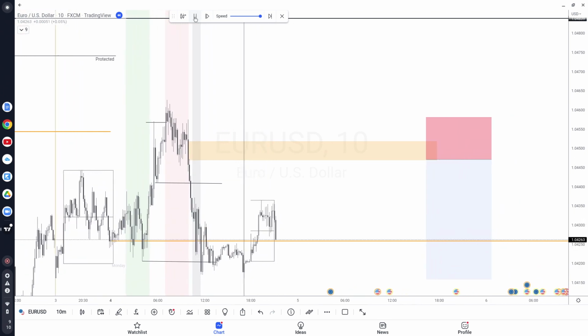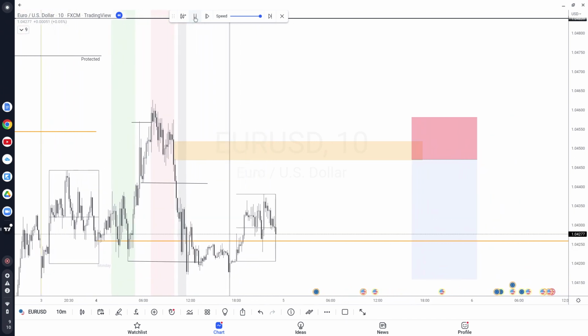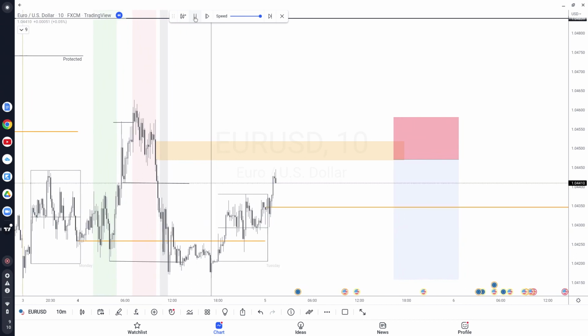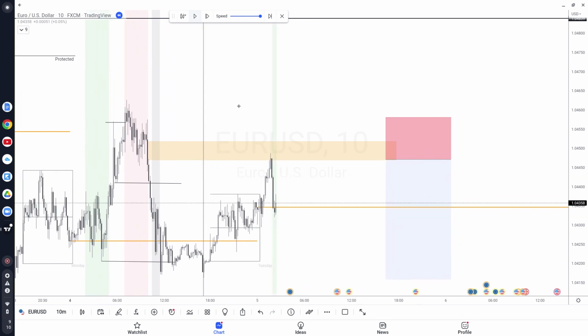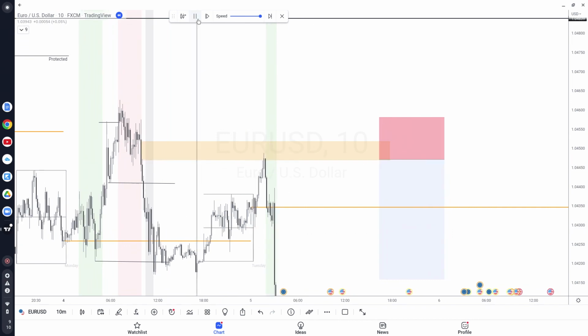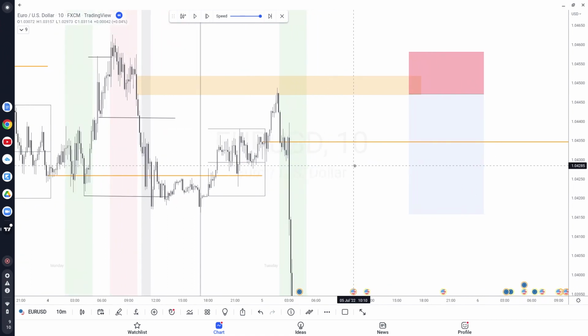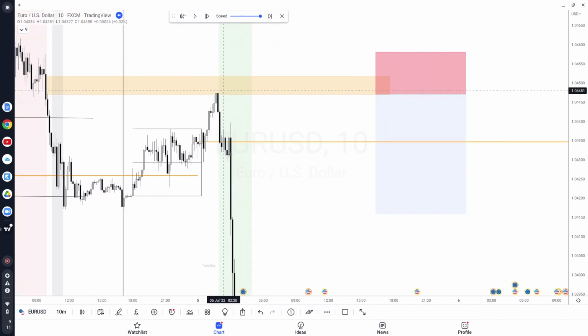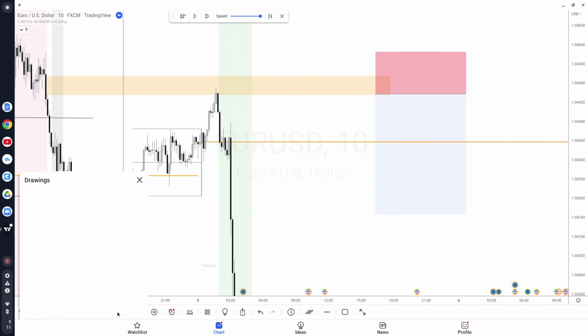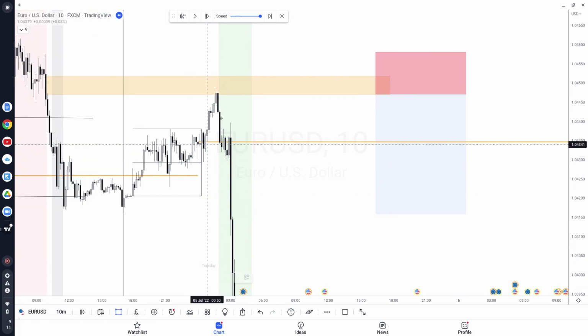So notice how Asia, it's so important for us to mark out Asia. Asia kind of builds the liquidity, and then London Open sweeps Asia, and then we see price break down and push away, right? And after this reaction, possibly second entries could be taken after this imbalance is created, right? Because we're tapping into an imbalance.